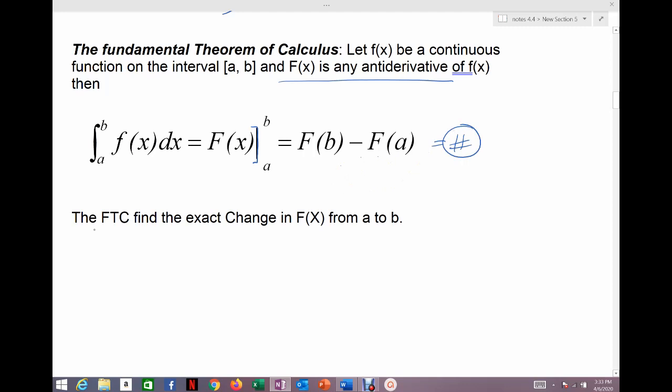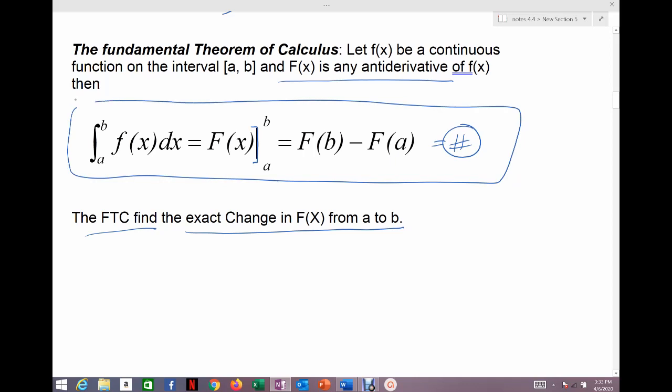That number, the FTC, the fundamental theorem of calculus, finds the exact change from A to B. It's finding the difference from A to B. And so this is the notation we want to see. When I say solve this by hand, it's kind of like in an English class when you have to punctuate correctly and cite things correctly. Math is a language. The language is the terminology and the notation.